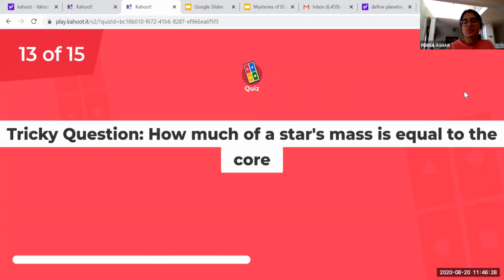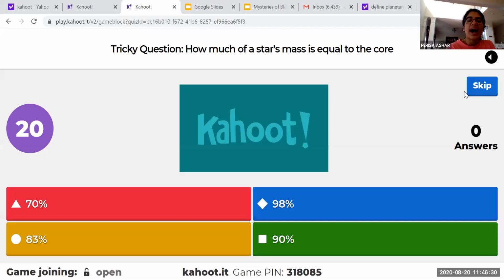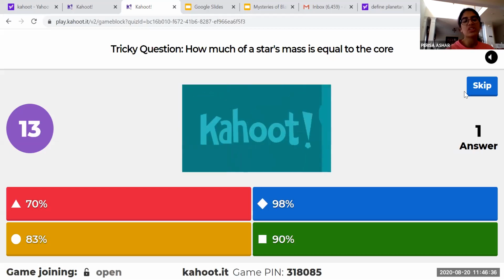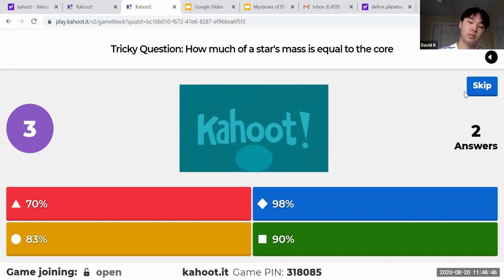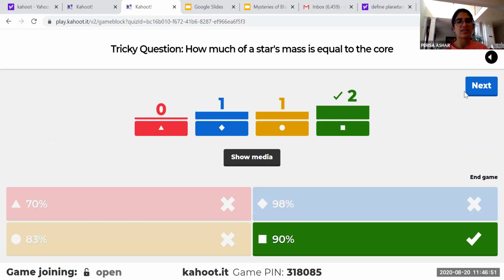This wasn't in the presentation, but how much of a star's mass is equal to the core? Just think about the first question in this Kahoot. Where does the most amount of nuclear fusion happen? At the core. So I think, wow, if the most amount of fusion occurs at the core, then it must be a large percentage of the mass.